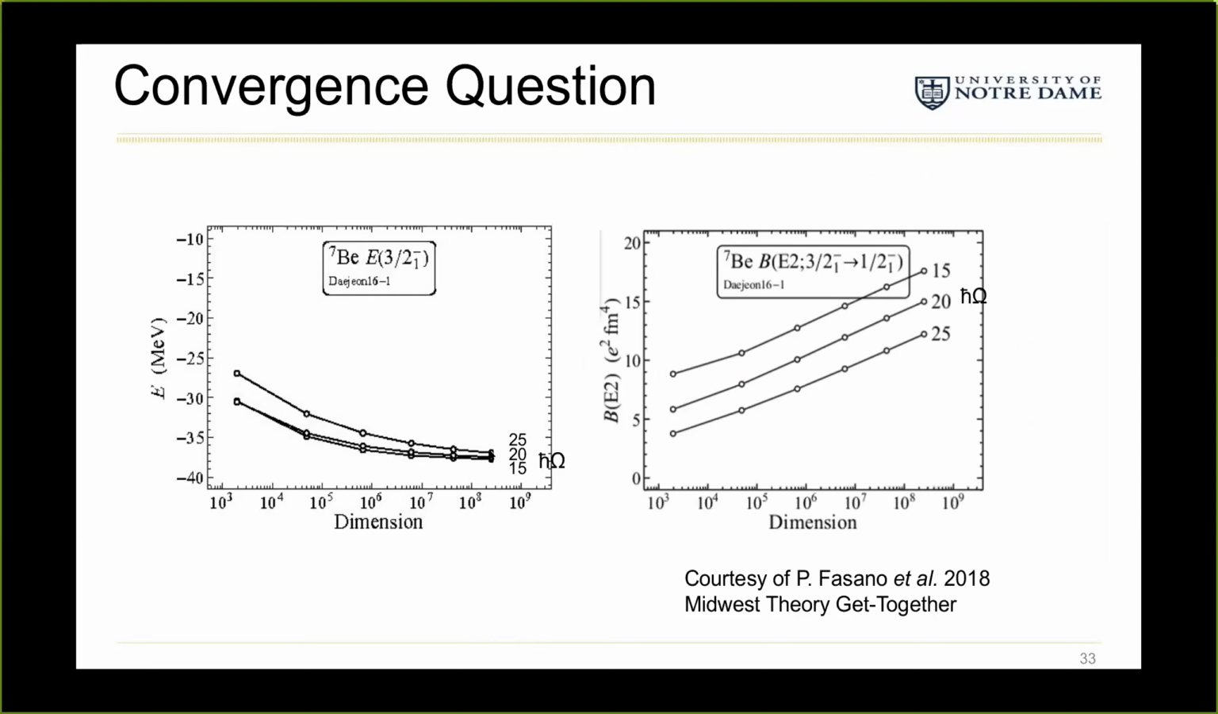Which means that these are converged values, that they can be read off the graph or pulled from the calculations and be used with some confidence in the results. This is a Be2 calculation in Beryllium 7. And you can see that the H bar omega dependence is still there, even at the highest N max.